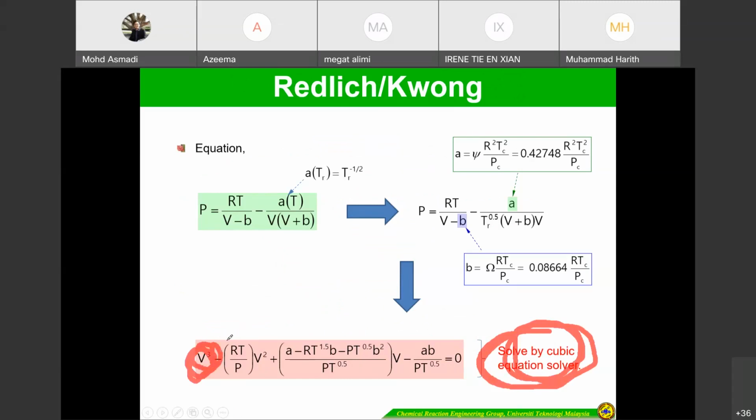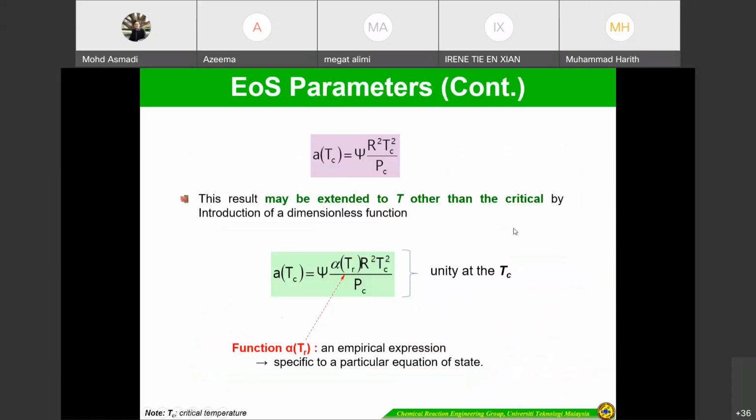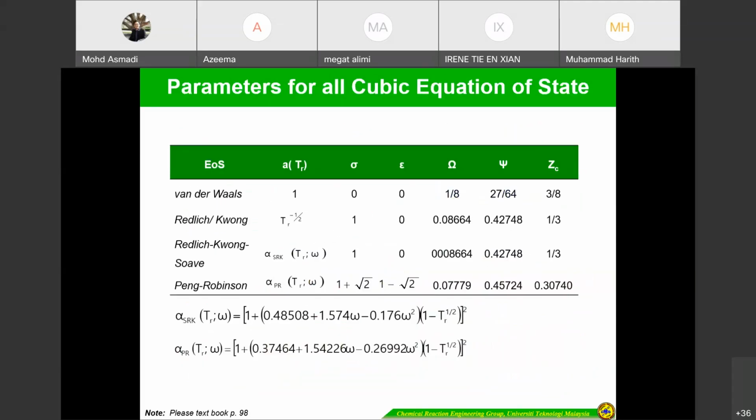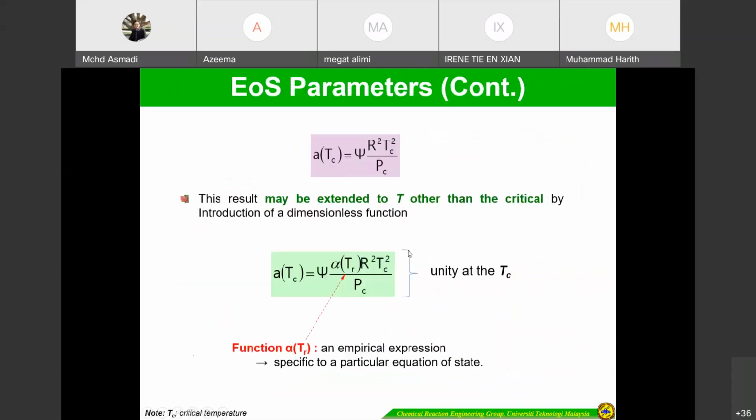Because if you use this manually, you have to bring it here and then do iteration, V(i+1). This one is in terms of P. Then just substitute. This value, what do you call it, omega? You just refer to the table for Redlich-Kwong. Since you use Redlich-Kwong, you just substitute into that equation. Understand?